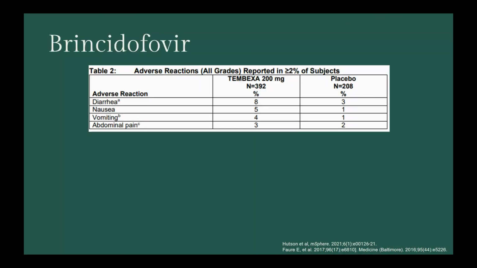For example, in a smallpox safety study, we looked at 392 patients who received brincidofovir 200 milligrams once weekly for 2 weeks, and side effects were reported in at least 2% of subjects. It only looked at what side effects occurred during the first 2 weeks of treatment. These side effects are primarily GI side effects.